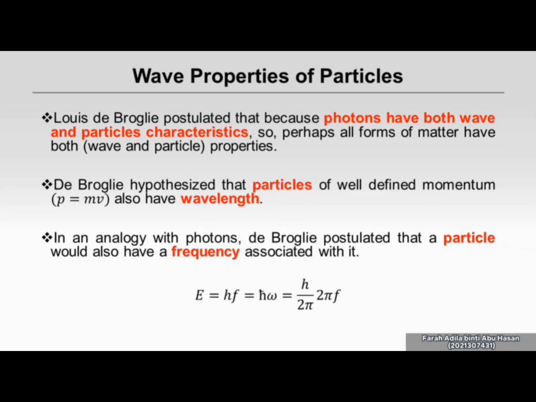De Broglie proposed that since photons have both wave and particle characteristics, other forms of matter also possibly possess these qualities. According to the de Broglie theory, particles with clearly defined momentum, p equal to mv, also have a wavelength.